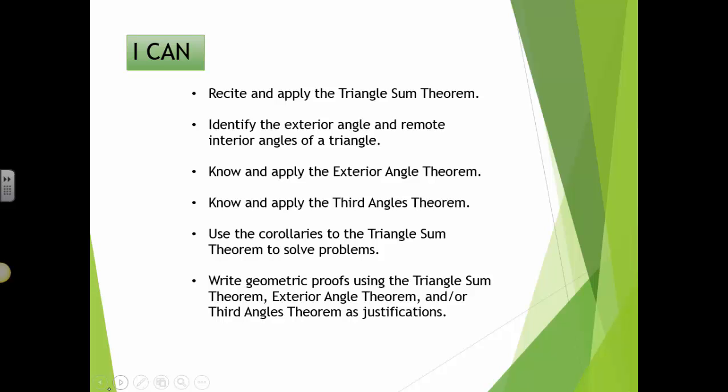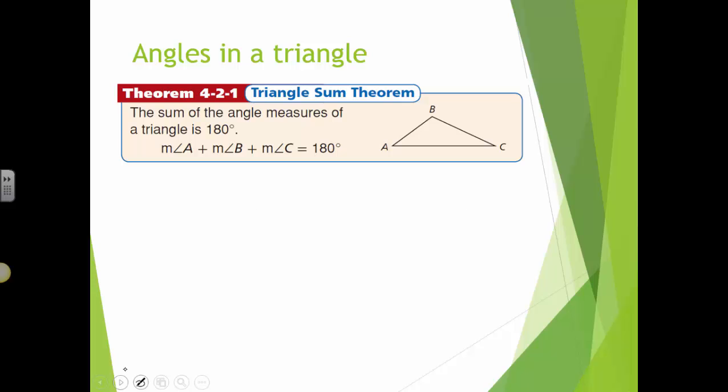There are lots of I can statements for this one. By the end of the lesson, you should be able to recite and apply the triangle sum theorem, identify exterior angles and their remote interior angles of a triangle, know and apply the exterior angle theorem, know and apply the third angles theorem, use the corollaries of the triangle sum theorem, and write geometric proofs using the triangle sum theorem, exterior angles theorem, and third angles theorem as justifications. So let's get to it. We've got lots to do in this one.